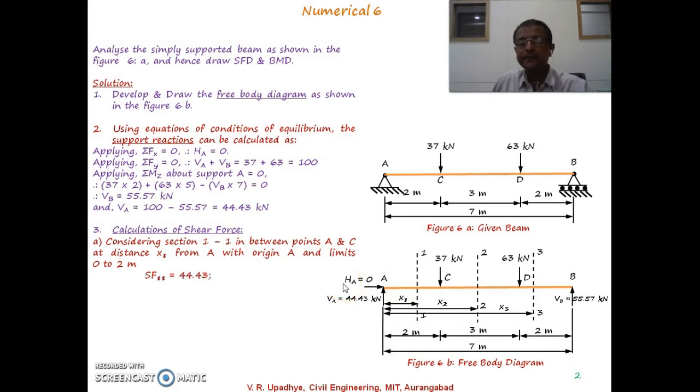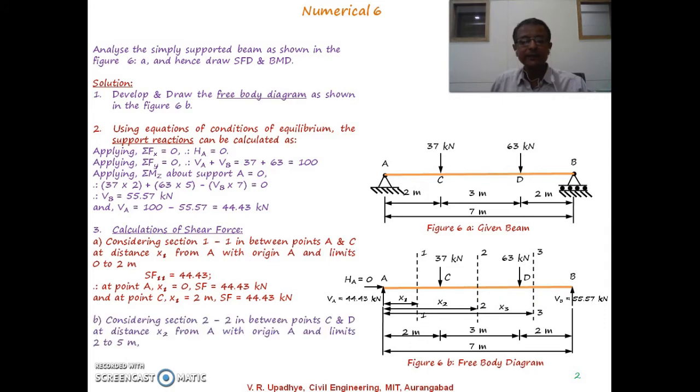So with this, if we consider the left part of the section, then at the left part we are having only this reaction, 44.43. So if we consider the left part, the equation will be SF11 equal to 44.43. Now if we substitute those limits, as the term x is not there in the equation, it will be a straight line, and the value of shear force at A and at C, at both these points, will become 44.43 kilonewton.